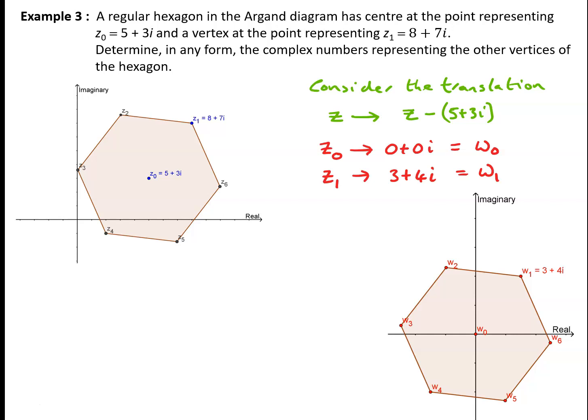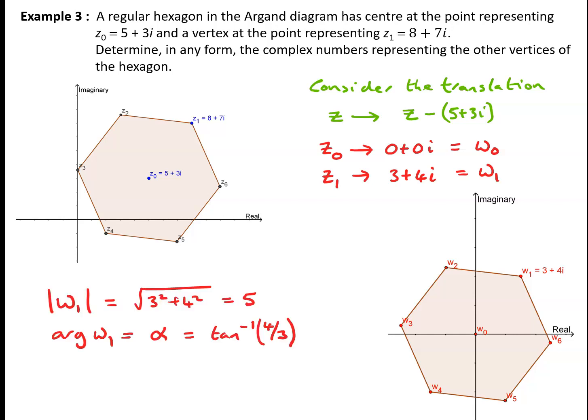Now, having done that, if we look at the complex number w1, the complex number w1 has got modulus square root of 3 squared plus 4 squared, which is 5, and the argument of w1 is going to be tan to the minus 1 of 4 over 3, and for the moment we'll just call that angle alpha. Now the great beauty now is that having worked out what w1 is, it's now very easy to work out what w2, w3, w4, w5 and w6 are.